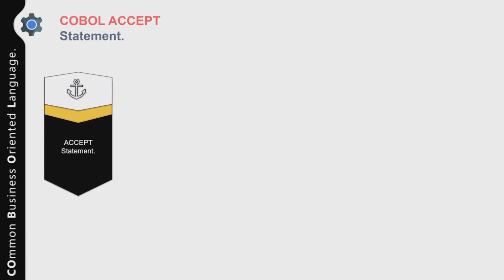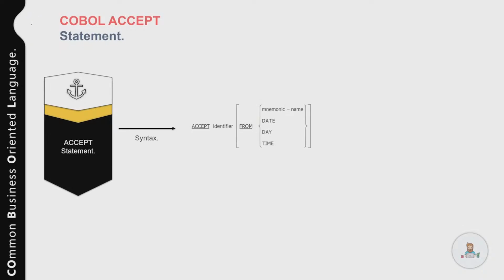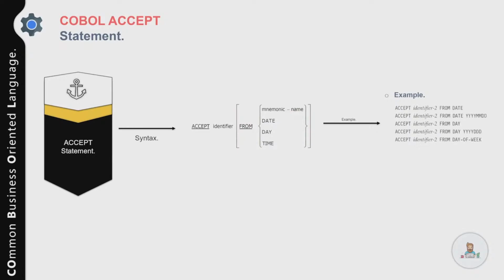Now let's talk about the syntax of accept statement. So the syntax is pretty simple and straightforward. You have accept keyword followed by an identifier. After that you have from keyword followed by a couple of additional options, and these options are used to read low volume data from the operator console or some other hardware devices or from the operating system itself. And remember, if the from option is omitted, then the data is read into the identifier with left justification from the operator console. However, if the from option is included, then the data is read either from the specific hardware or from the operating system. Now let's talk about a couple of examples so that you can understand how you can use accept statement in your COBOL program.